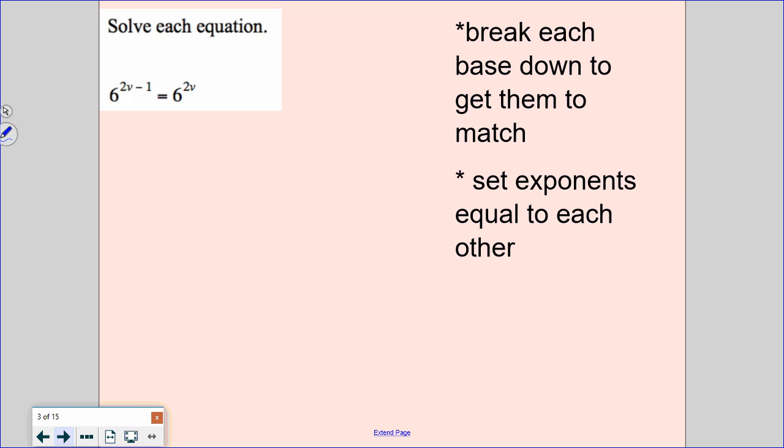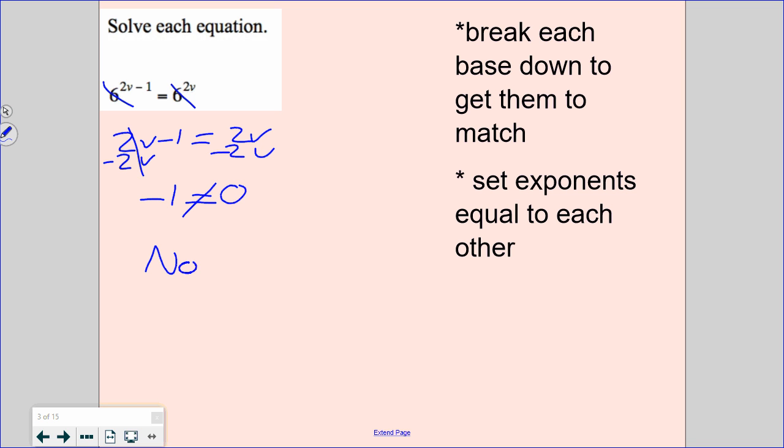Are my bases the same? Yeah. So we just cancel our bases, drop down your exponents. We need to get our v's on the same side. So if I subtract 2v, I'm left with negative 1 equals 0. Does negative 1 equal 0? It does not. So what does that mean? It's an inequality. No go. Undefined or no solution.